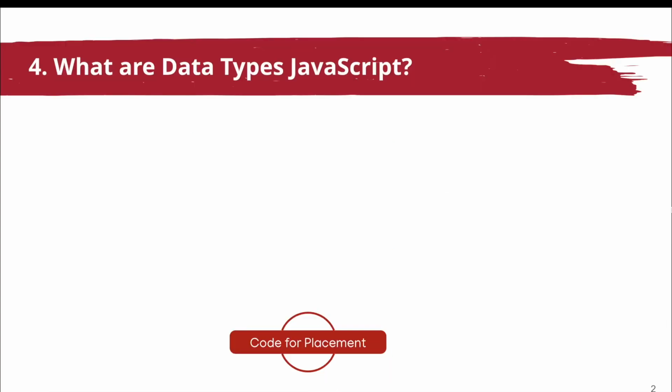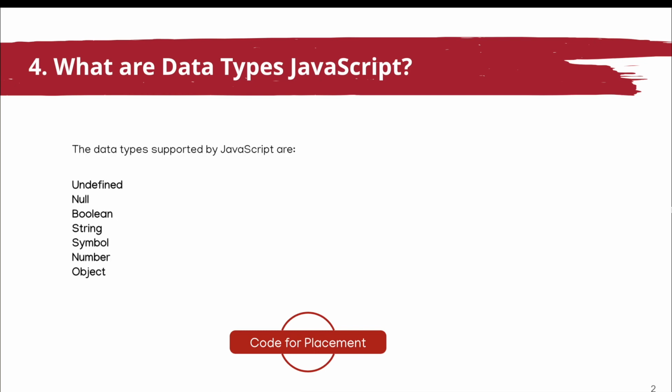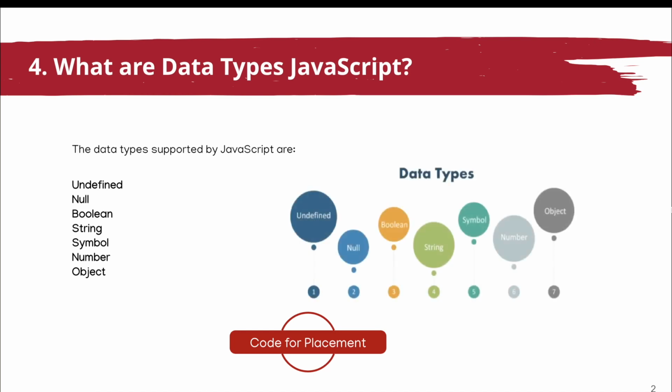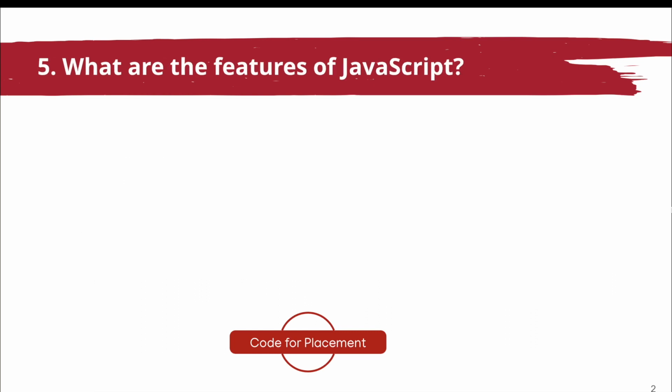Now the next question is, what are the different types in JavaScript? The different types supported are undefined, null, boolean, symbol, numbers and object. These are the different 7 types of data type which are supported by JavaScript.